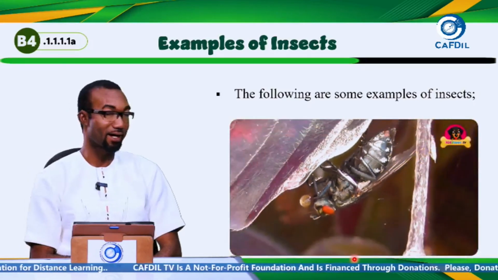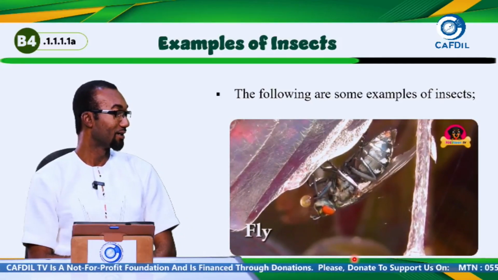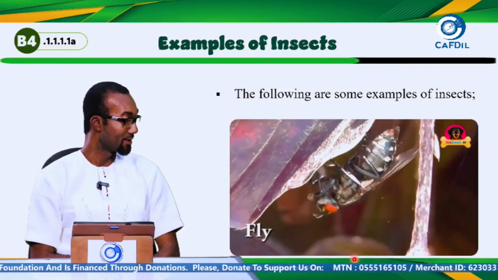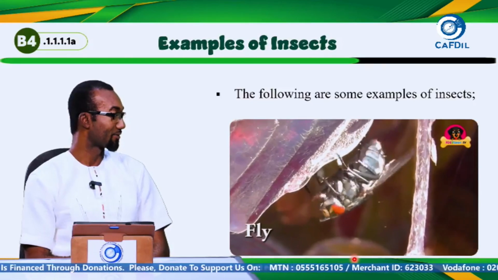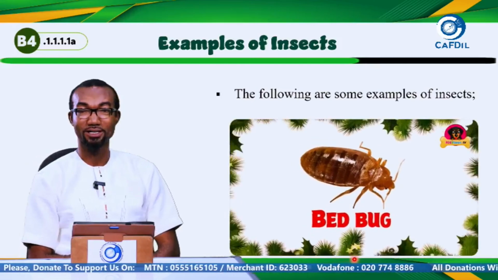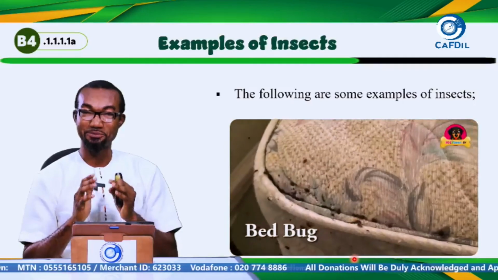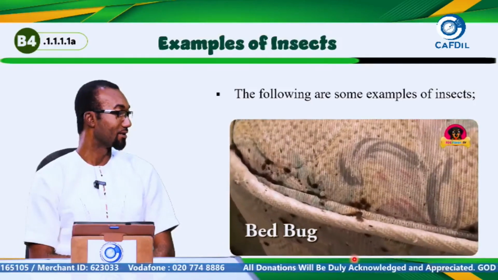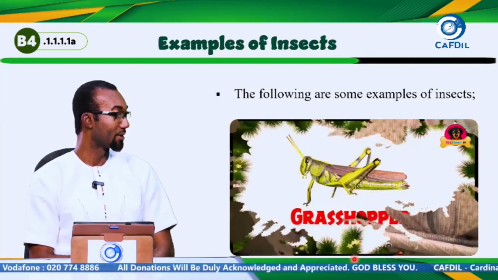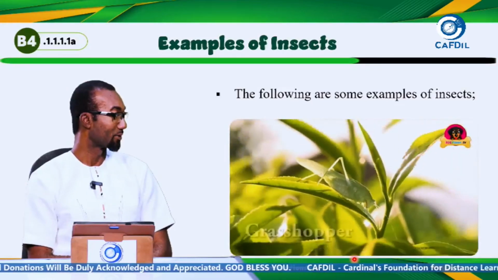The next one is fly, house flies. They contaminate our food, and they are also classified as insects. The next one is bedbug. I know those who have encountered a bedbug before. It's not easy. They are very difficult to do away with, and we can find them in mattresses, pillows, and clothes. So bedbugs are also an example of an insect.